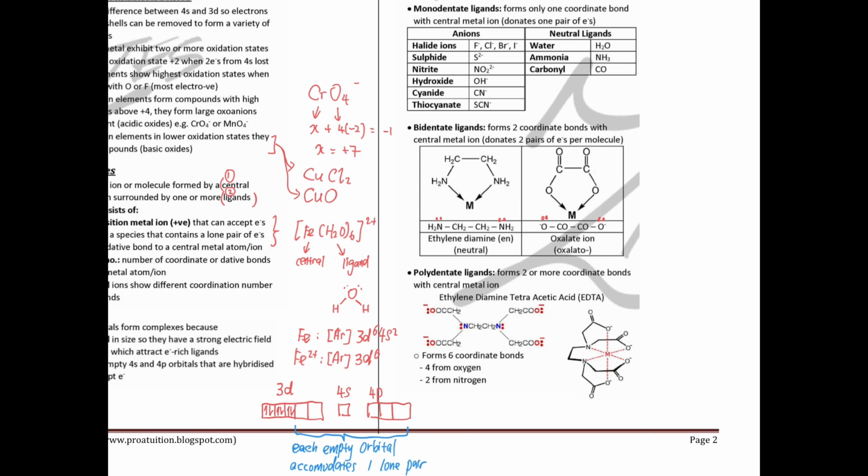So now we have polydentate ligands. The poly here means two or more. So that means bidentate is also poly, because it includes two or more. So more means how many? It can take up to 6. So this is the example.